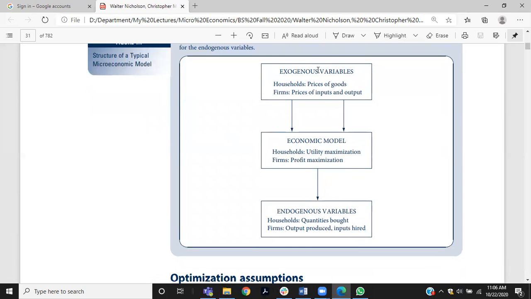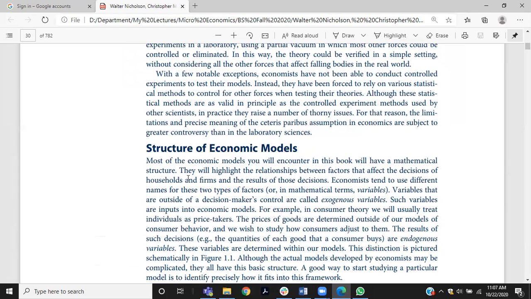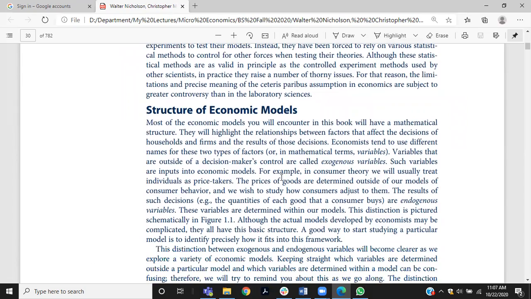Putting exogenous variables as inputs in an economic model will provide us values of endogenous variables. In the case of households, the quantities bought, how much of different goods the consumer buys. For firms, the endogenous variables are output produced and inputs hired. Given prices of inputs and outputs, firms decide how much output will be produced, how much of the factors of production will be hired, how much capital and labor will be used in the production process. So these are the structure of economic models. In every economic model we use certain variables; some are exogenous and some are endogenous.